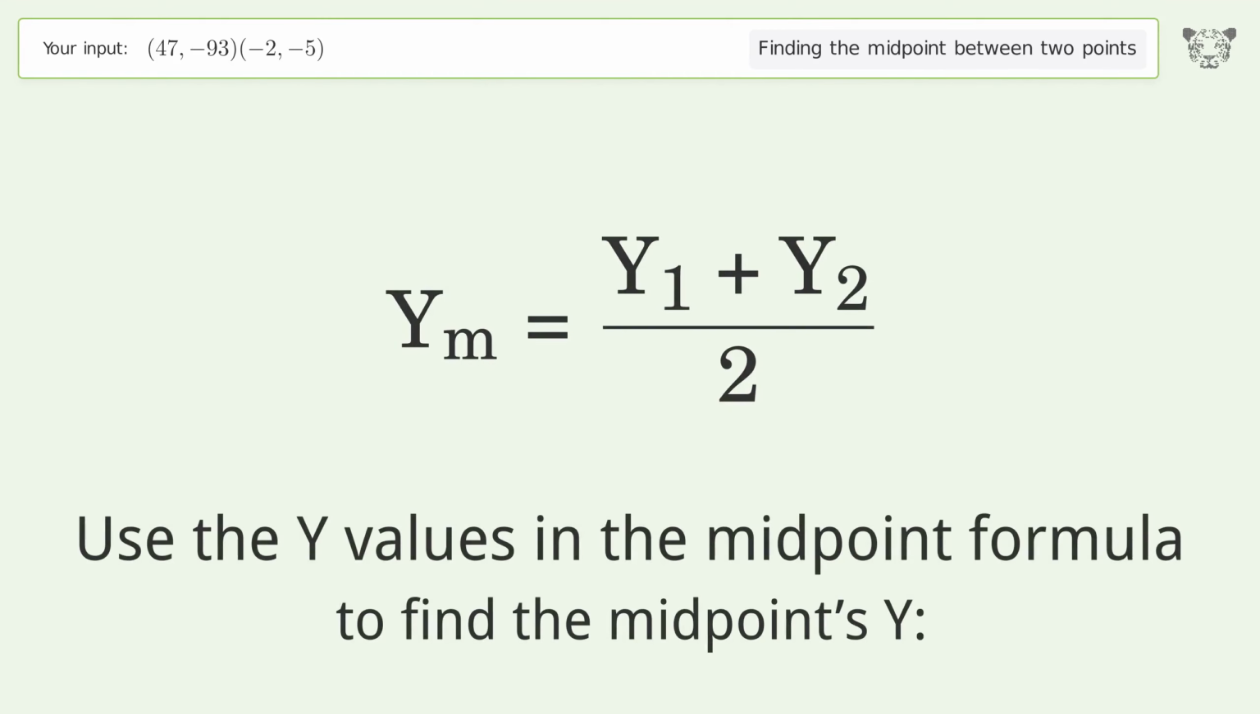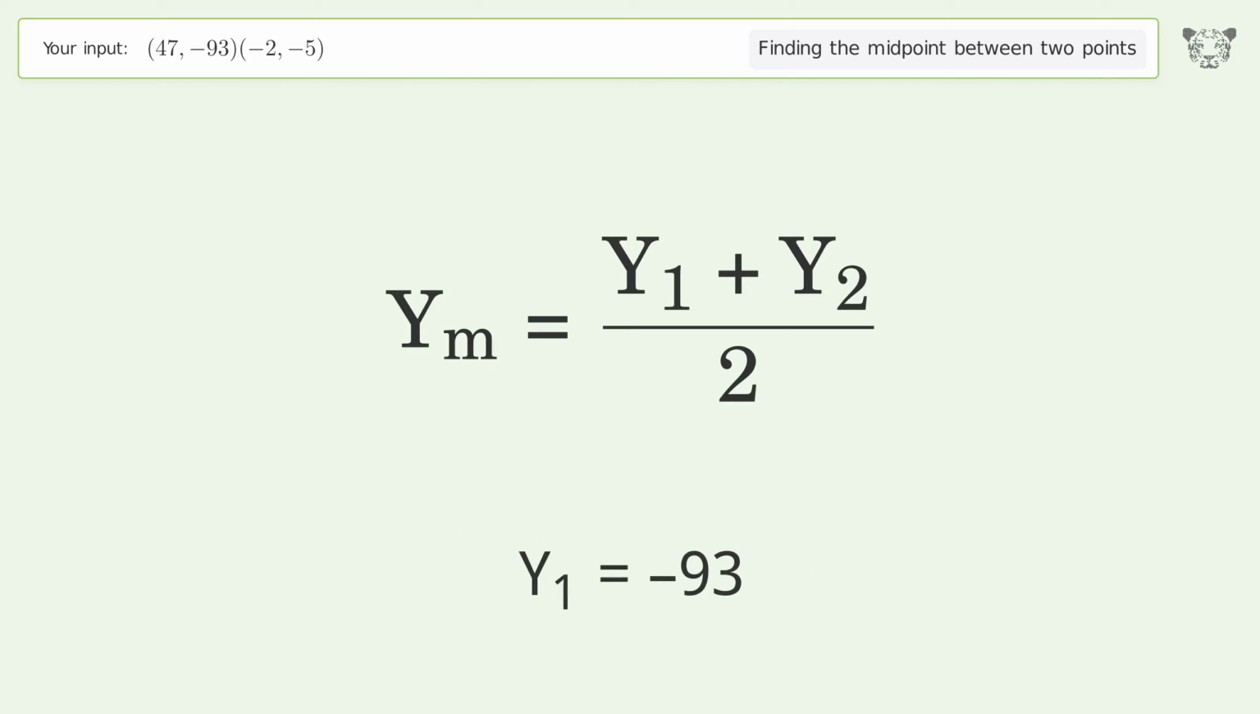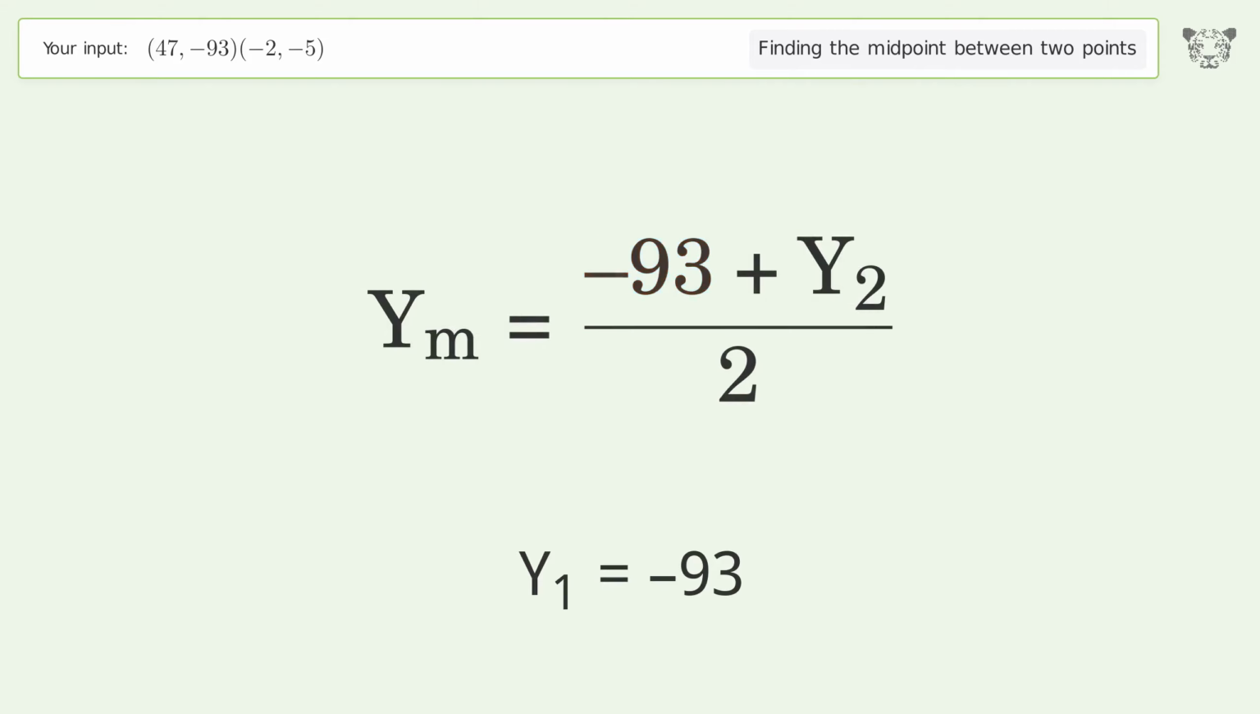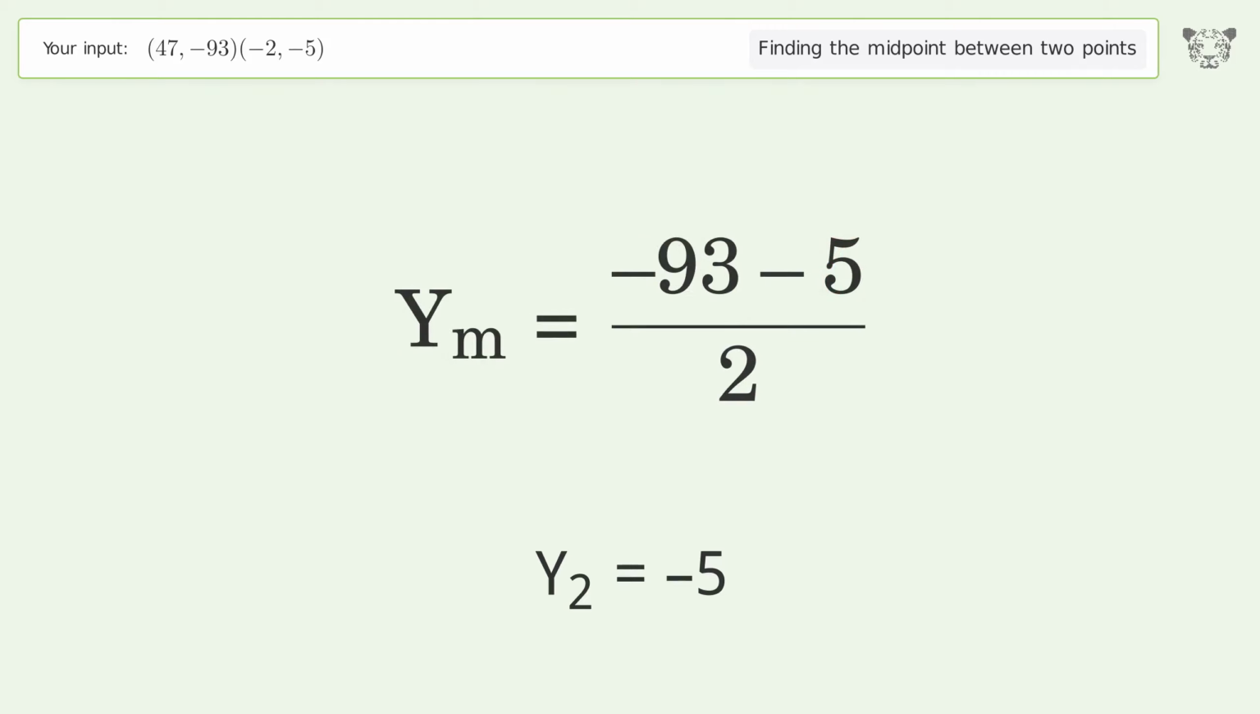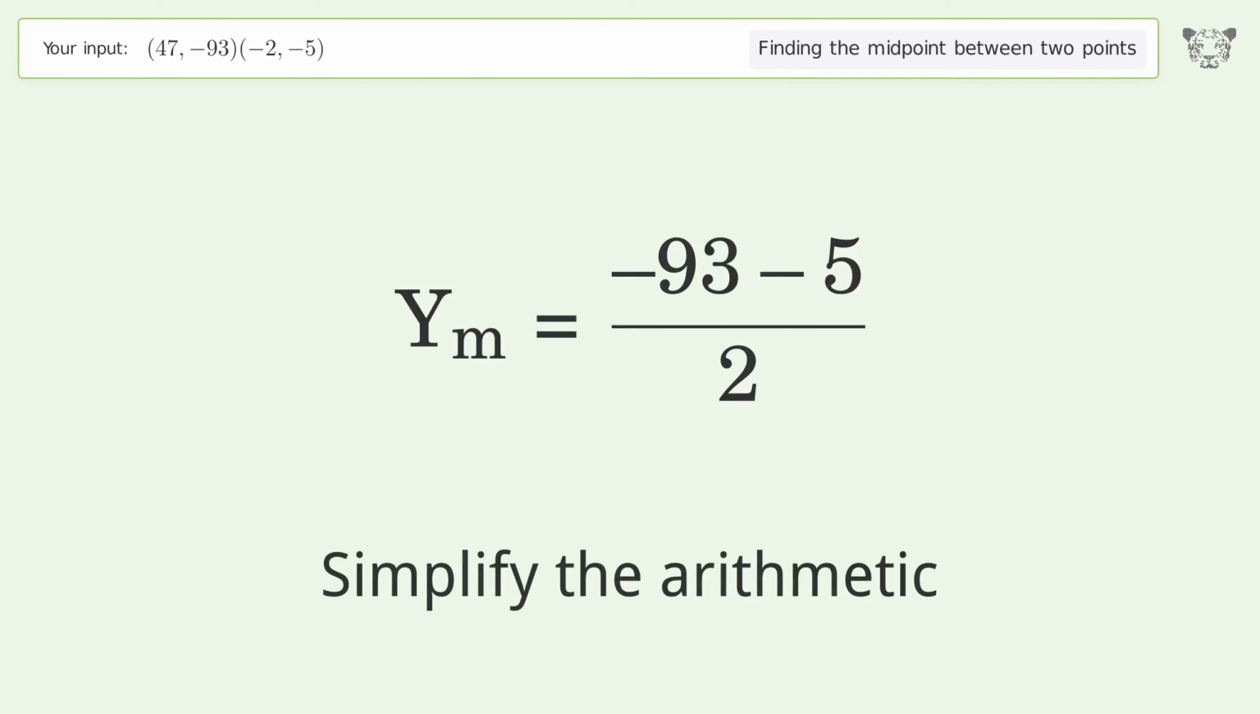Use the y values in the midpoint formula to find the midpoint's y. y1 equals negative 93. y2 equals negative 5. Simplify the arithmetic.